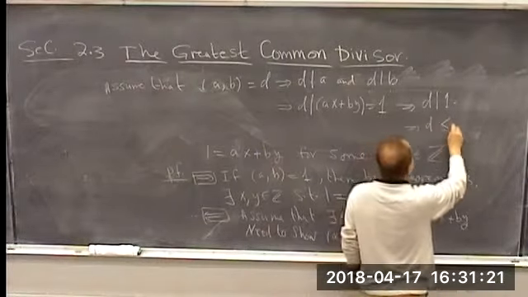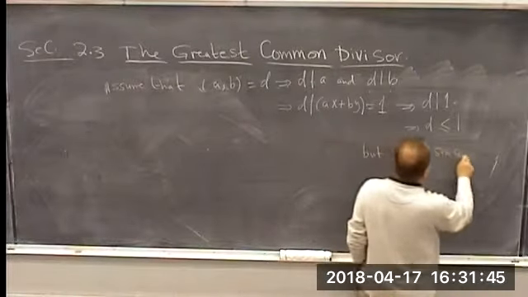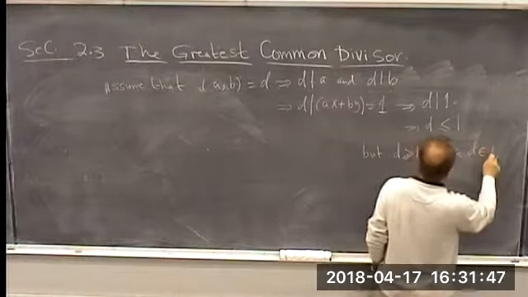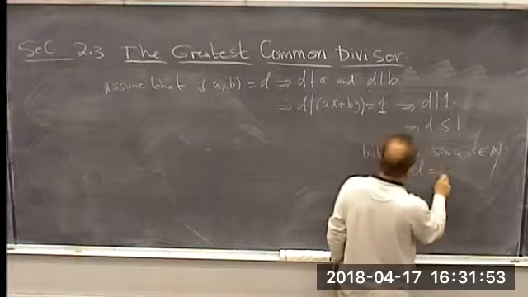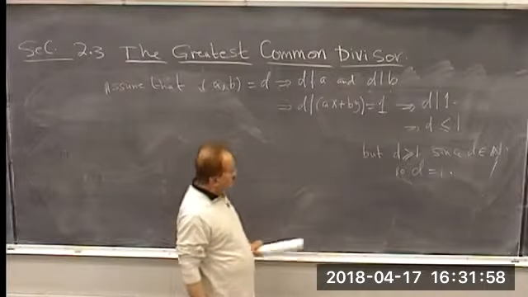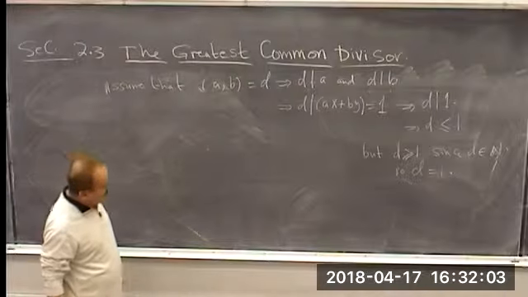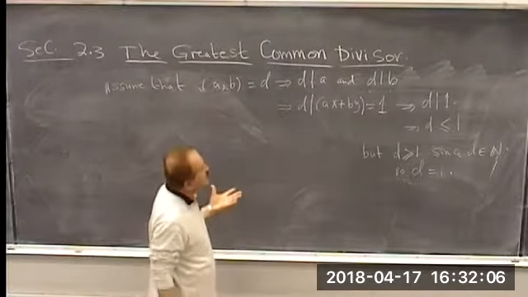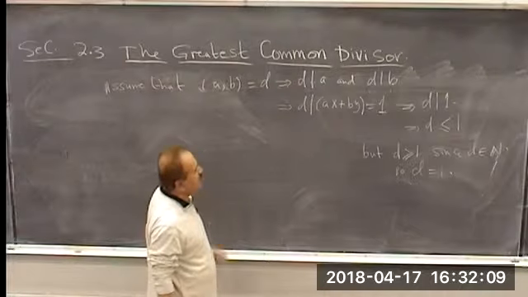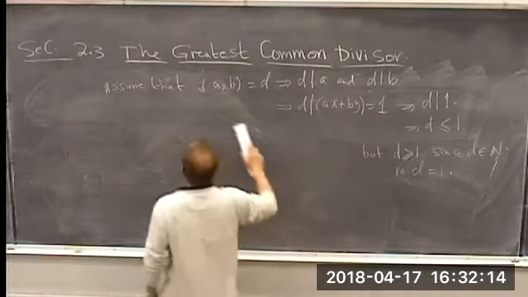Okay, but D is bigger than or equal to 1, since D is a natural number. So therefore, D must equal 1. Okay, so the converse in this case is true. Now, we use a special term for the case when two integers' greatest common divisor is equal to 1. We call such integers relatively prime or co-prime.